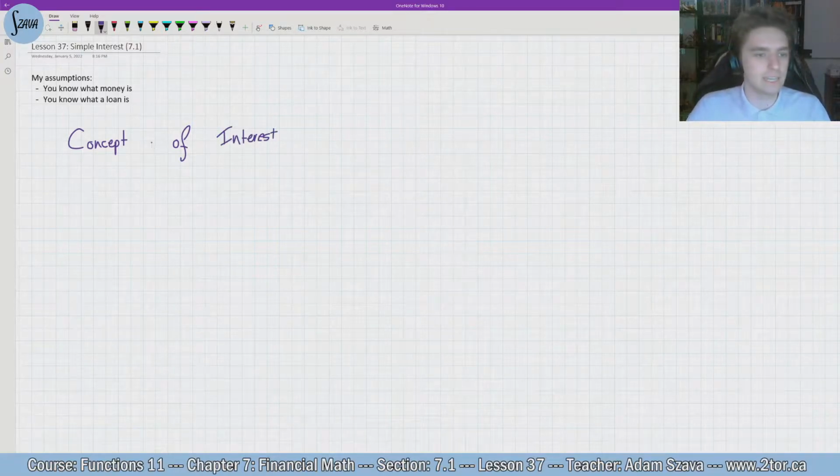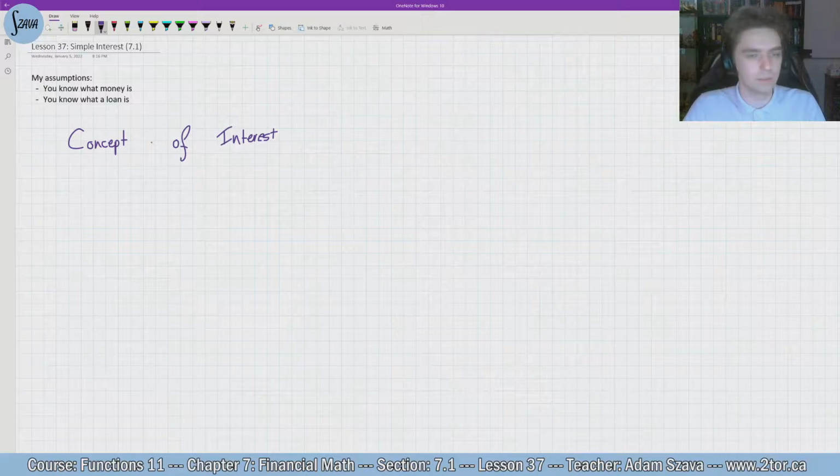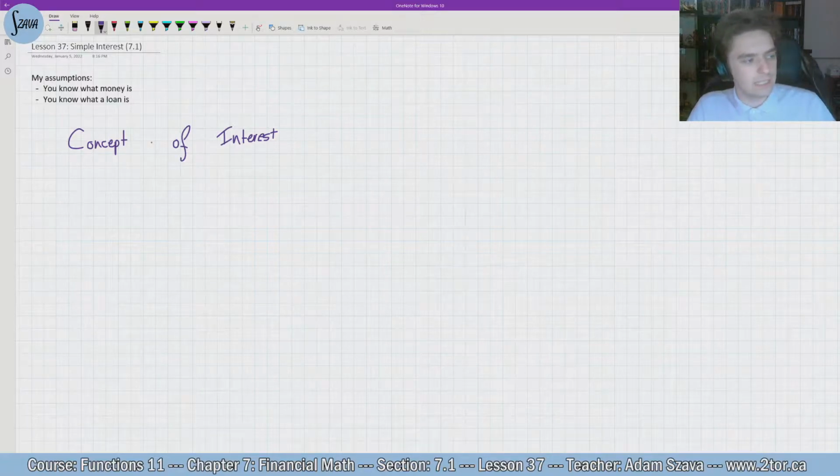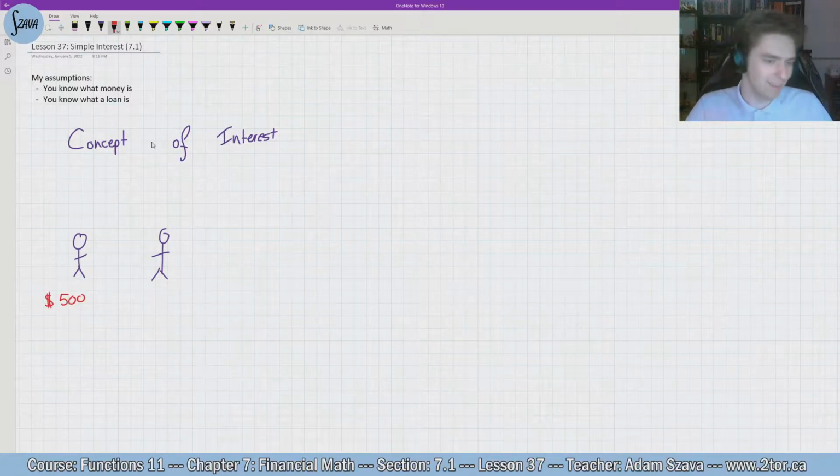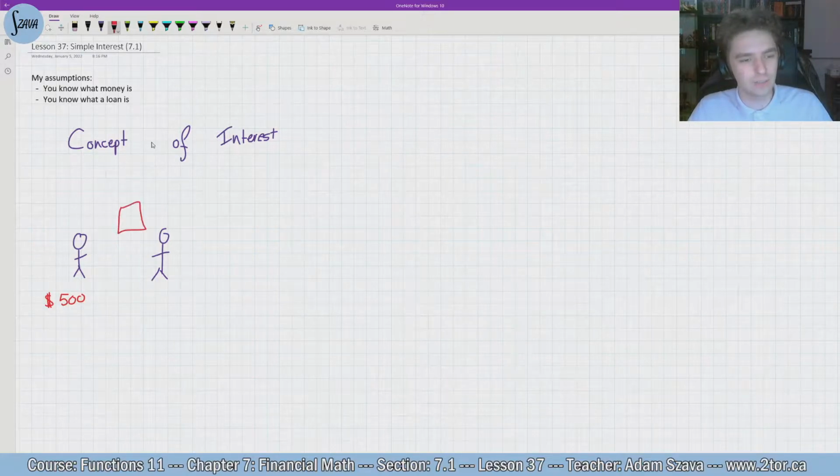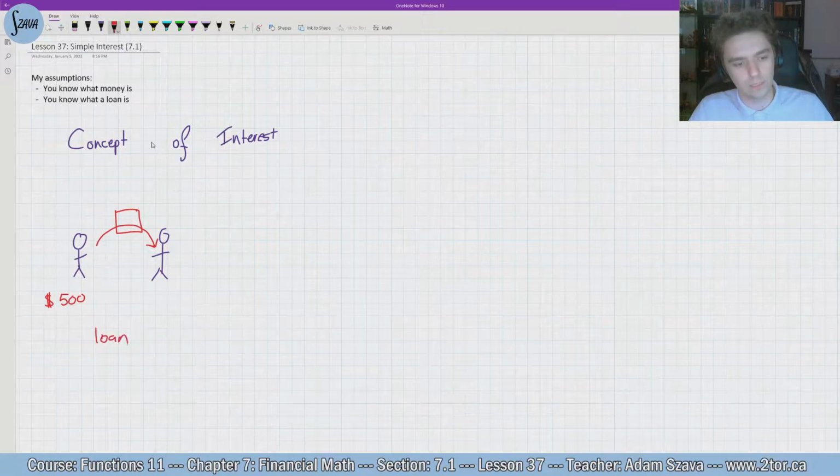I'm going to illustrate this idea with two smaller examples. The idea of interest is that if you sign a contract with someone, like let's say this is you, and you meet with some random person, and you decide that you have $500 to spare, or that you don't particularly need at the moment. And this person needs $500, so you sign some sort of document that says you will give this person $500 for 2 years. So you would loan this person $500 for 2 years.